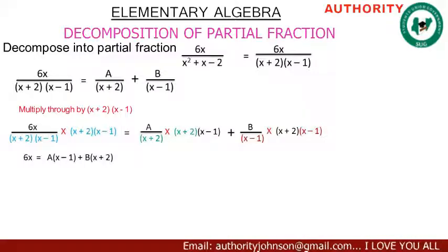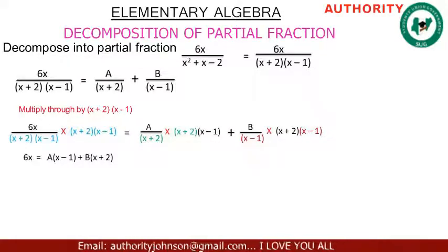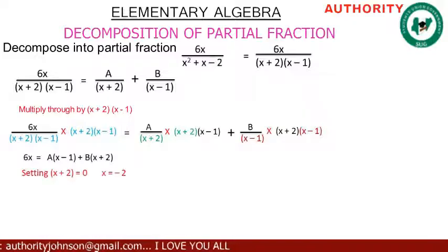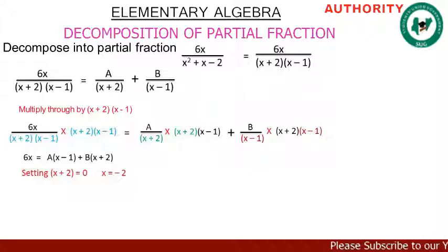Now let's see what we're going to do. In our two factors from the initial expression, we have x plus 2 and x minus 1. Here, let's set x plus 2 equal to 0. One of the factors, x plus 2, let's set it equal to what? 0. That means x plus 2 is equal to 0, so we're going to have x is equal to minus 2. So in this expression, 6x is equal to a open bracket x minus 1 close bracket plus b open bracket x plus 2 close bracket. Anywhere we see x, let's replace it with what? Minus 2.